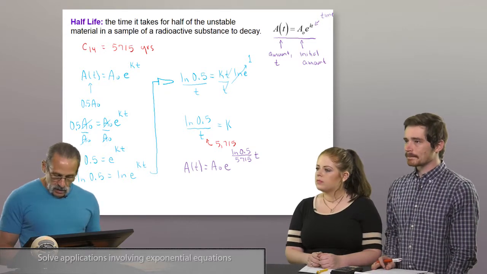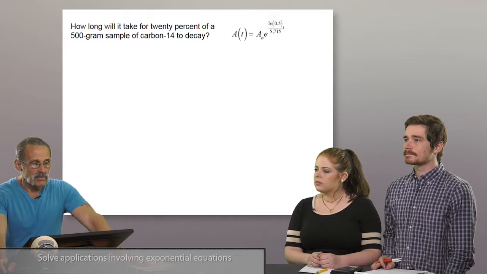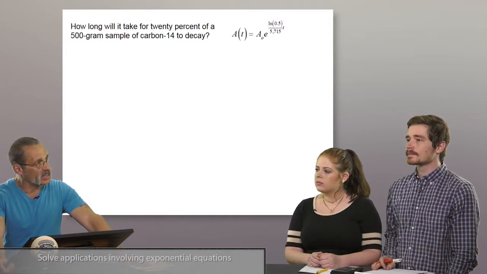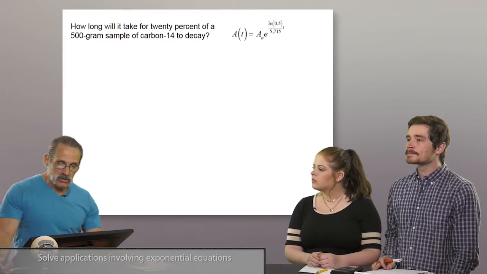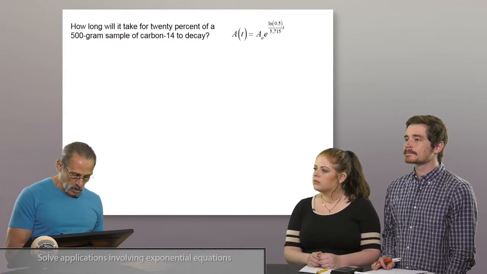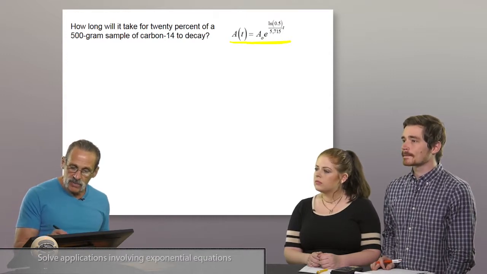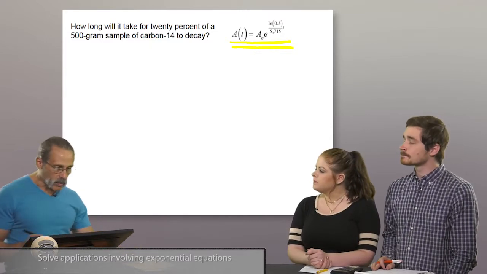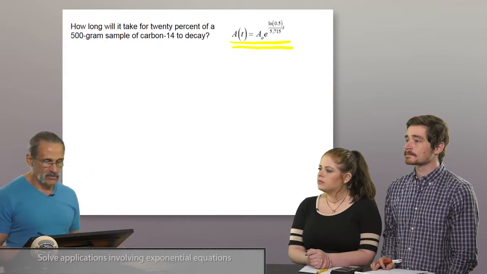Right. Well, the question we have is, how long will it take for 20% of a 500-gram sample of carbon-14 to decay? Finally get to the question. So we say to ourselves, okay, carbon-14, so we're going to use our exponential equation that we just developed. It's sitting right here. I'd like you to help me identify a few things.